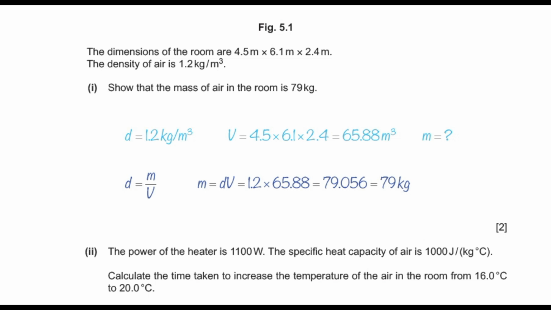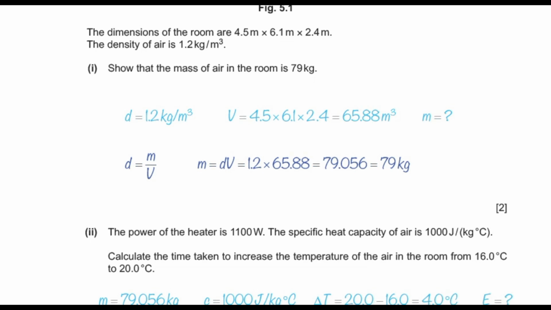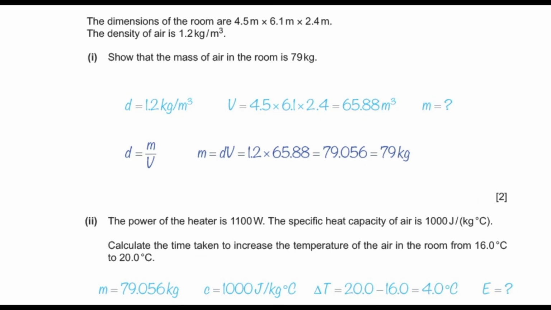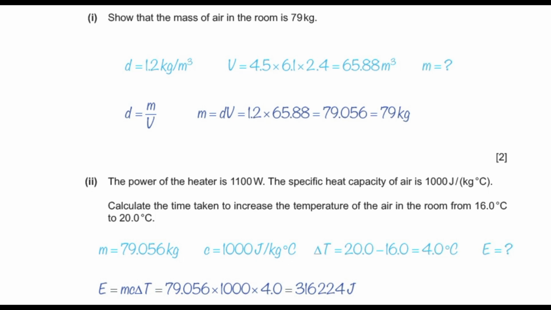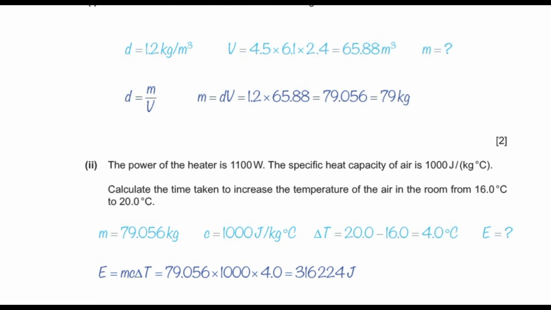Step 1. Calculate the energy required to heat the air. Use the formula energy equals mass times specific heat capacity times temperature change. Temperature change equals final temperature minus initial temperature equals 20.0 minus 16.0 equals 4.0 degrees Celsius. Substituting values, energy equals 79.056 times 1000 times 4.0 equals 316,224 joules.